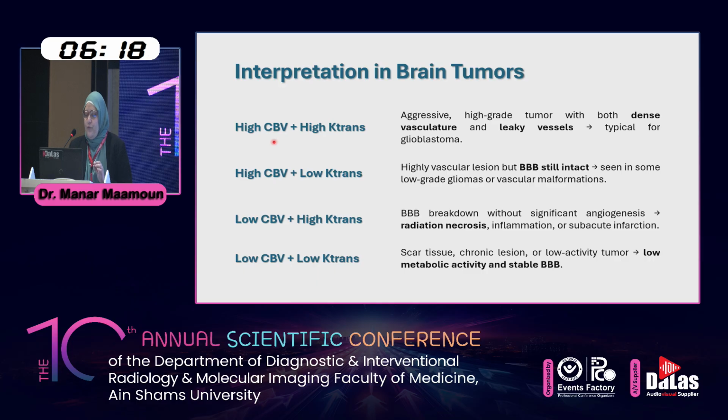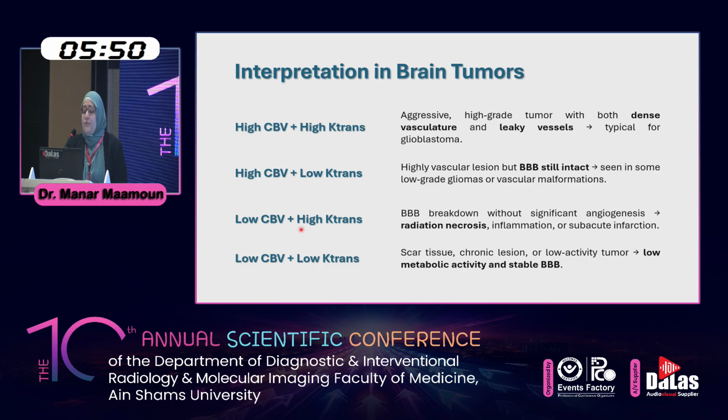High cerebral blood volume and high K-trans, in interpretation, means that there is dense vasculature and the vessels are abnormal, so leakage of contrast occurs. While high cerebral blood volume with a low K-trans value means that this is a highly vascular tumor, but the blood-brain barrier is intact. That could occur with vascular malformation and low-grade gliomas with intact blood-brain barrier.